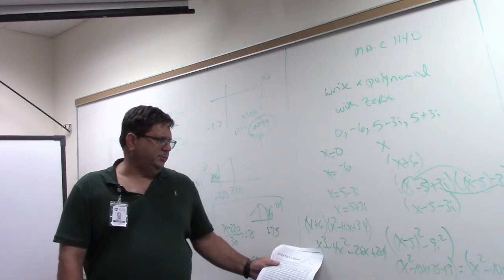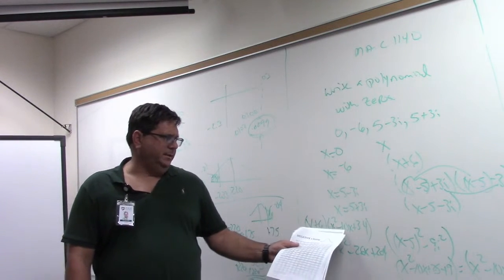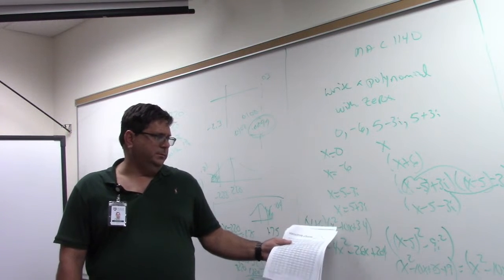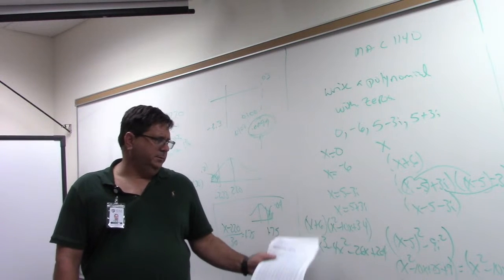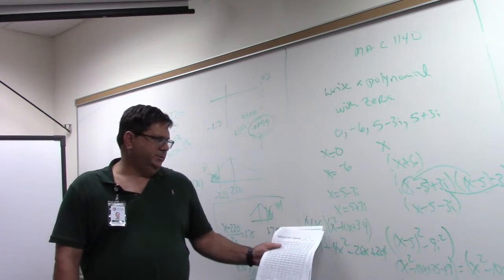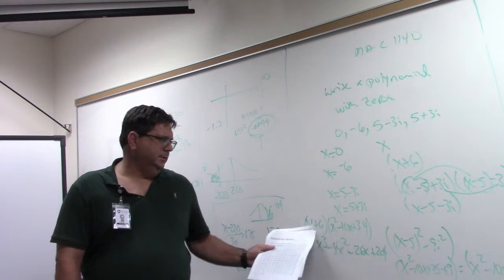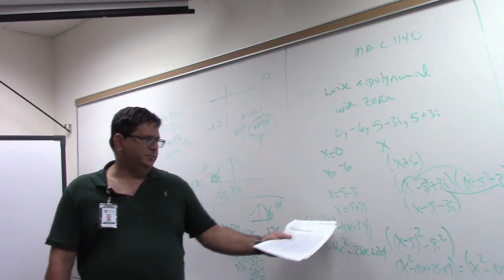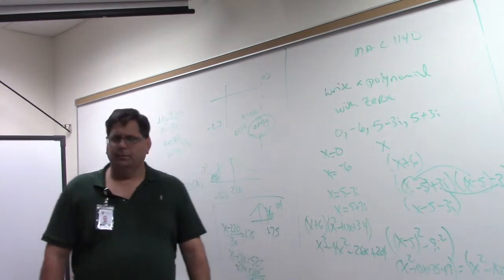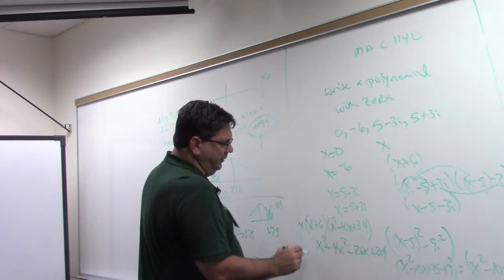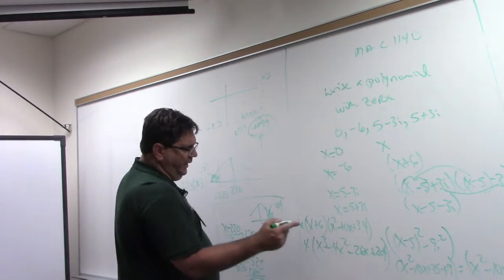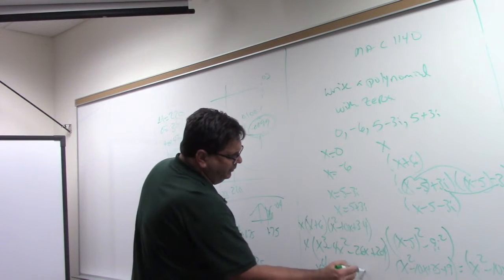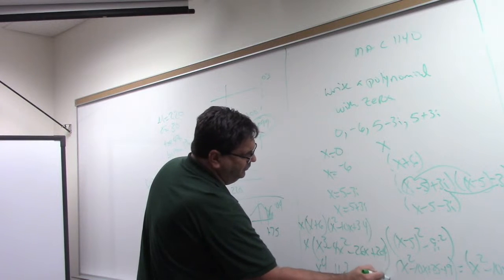x times x squared is x cubed. x times negative 10x is negative 10x squared. 6 times x squared is 6x squared positive, so that's negative 4x squared. 6 times negative 10x is negative 60x, plus 34x, negative 26x. 6 times 34, I believe, is 204. So the only thing we've got left to do now is multiply that by x. And that gives us our final answer of x to the 4th minus 4x cubed minus 26x squared plus 204x.